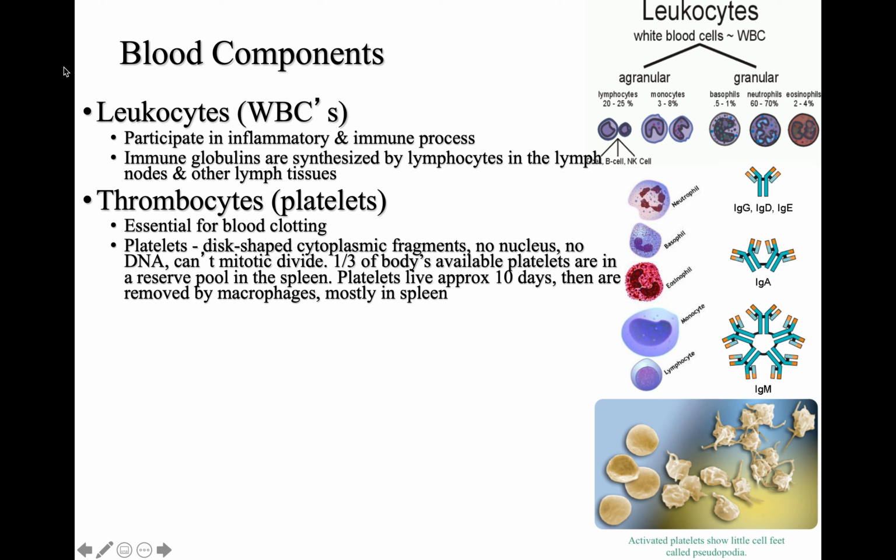And here are our leukocytes. We know what those are. And our thrombocytes, essential for blood clotting. And there are some pictures there if you want to look and see what they are. A breakdown of leukocytes: our neutrophils, basophils, eosinophils, monocytes, and our lymphocytes.